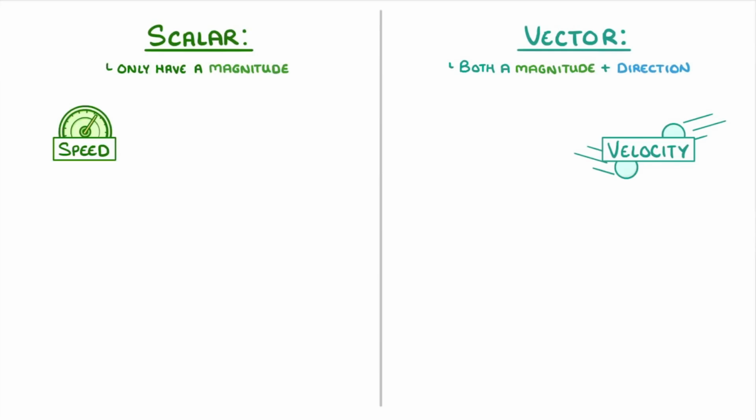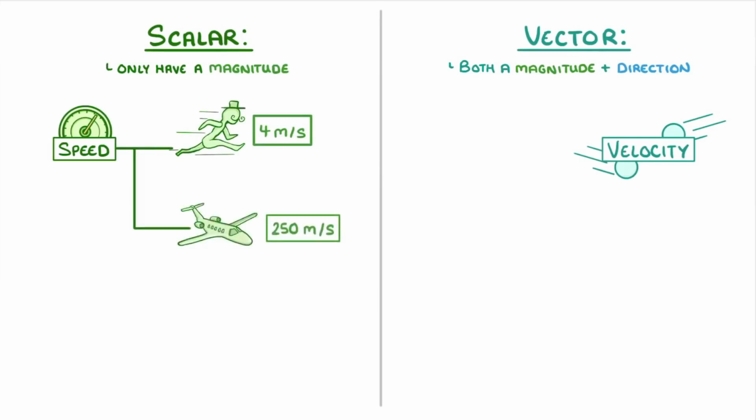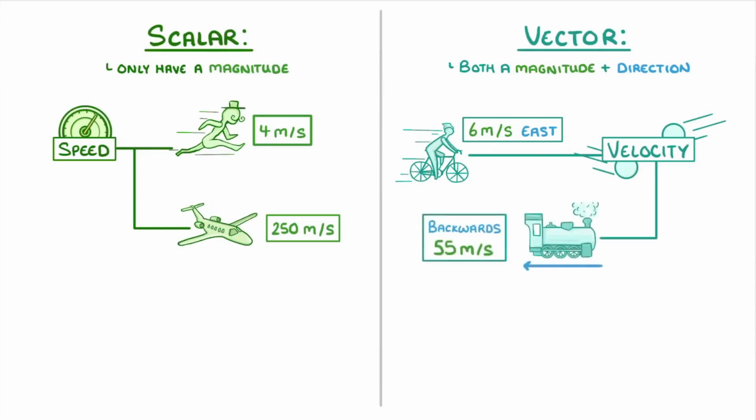So speed would be considered a scalar quantity because it only conveys magnitude. This might be a person running at 4 meters per second, or a plane flying at 250 meters per second. Velocity, on the other hand, is a vector because it also has direction, like a person cycling 6 meters per second east, or a train travelling backwards at 55 meters per second. It's really common in the exams to get speed and velocity confused. So just make sure you're completely sure about which one's which, and try not to get them mixed up.